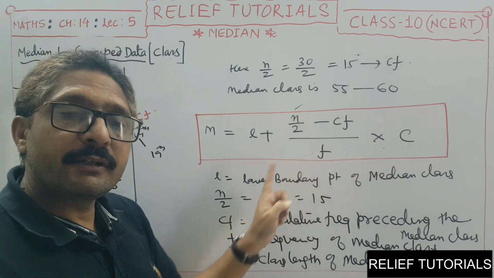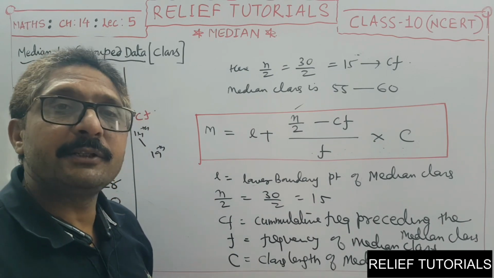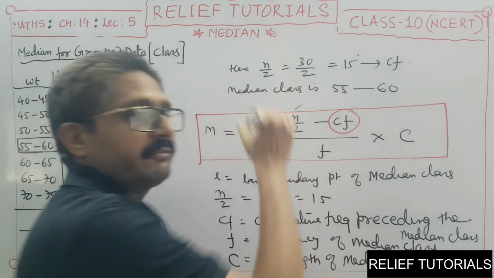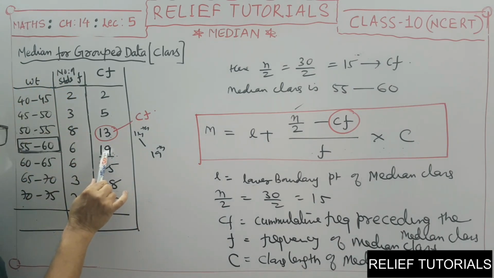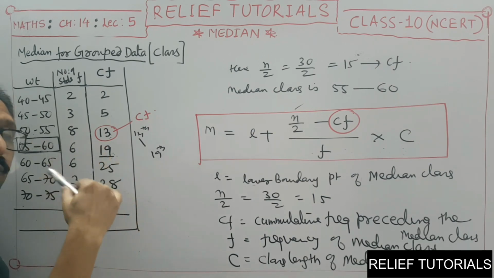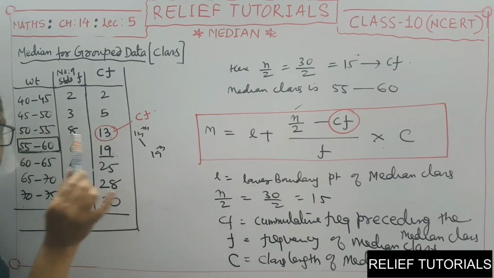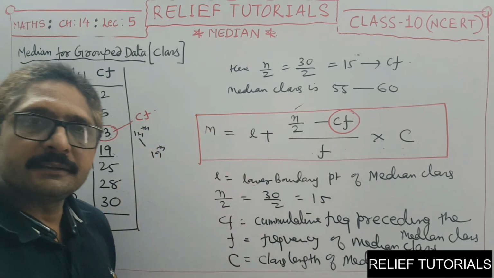So F is frequency of median class, C is class length. Just you have to always keep in your mind CF: it is not the cumulative frequency of the median class. Median class की cumulative frequency नहीं है. हमें लेनी है उसके ऊपर के क्लास की cumulative frequency. Clear? So this is the formula.